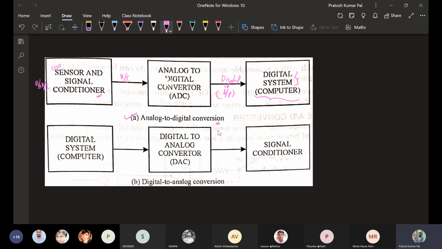But as we want an analog signal at the output, we will again convert this signal to analog by using a digital to analog converter. So this is how the conversion should take place.